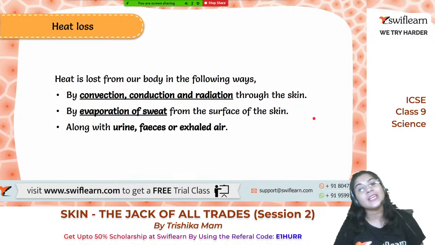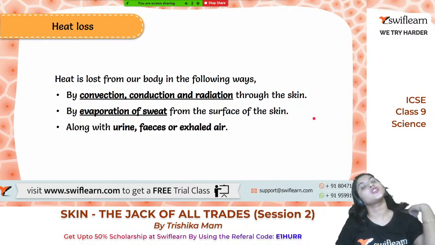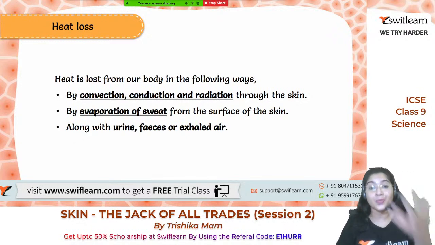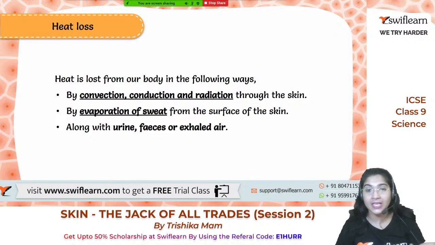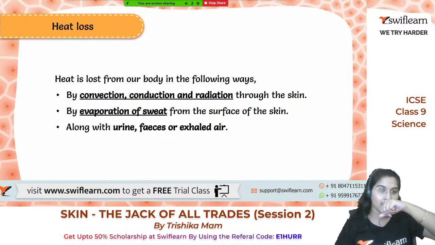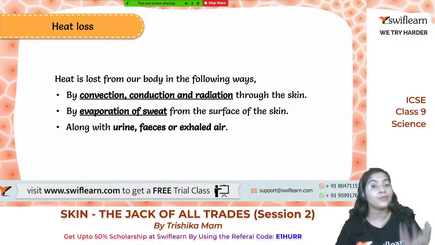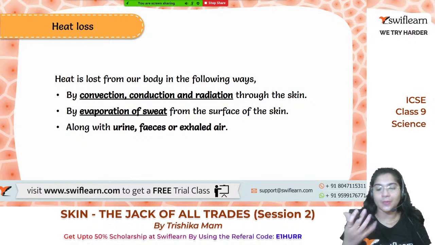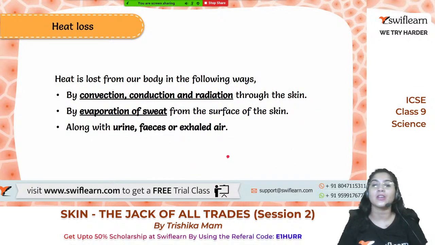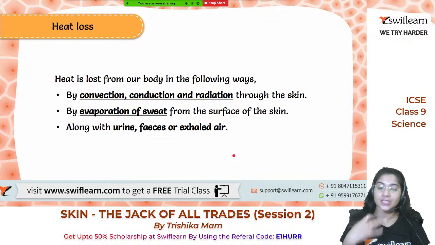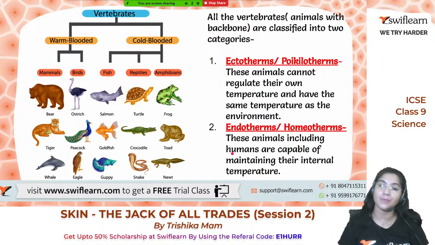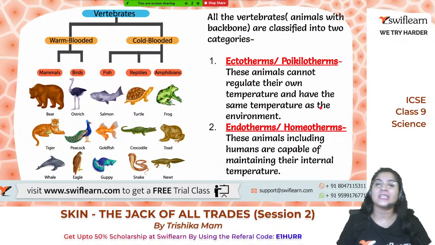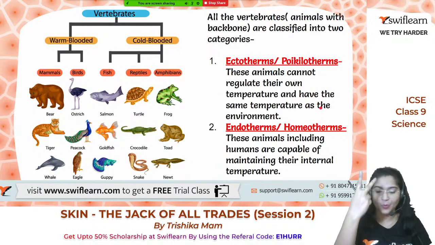तो ये हीट लॉस कैसे होगा? Definitely by evaporation from the skin through the sweat or urine, feces, or when we are also breathing out, then also we are losing the heat. Just while breathing out, try to keep your hand like this and breathe out. You will feel that the heat is also going out of your body, right? And the hot air is coming out. And also the convection, conduction, and radiation, they also happen through the skin continuously to maintain a proper temperature of our body. Now, all the vertebrates are classified into two main types: cold blooded, warm blooded, right?